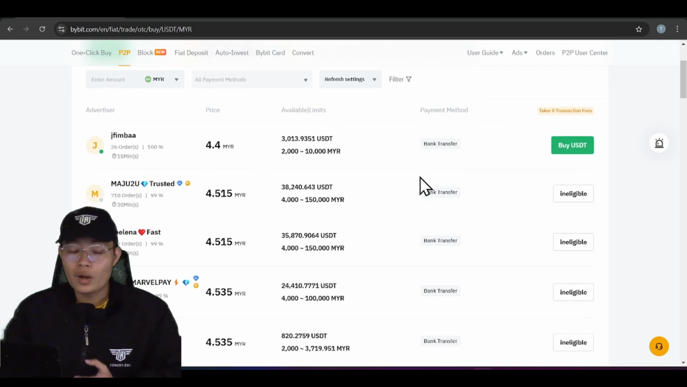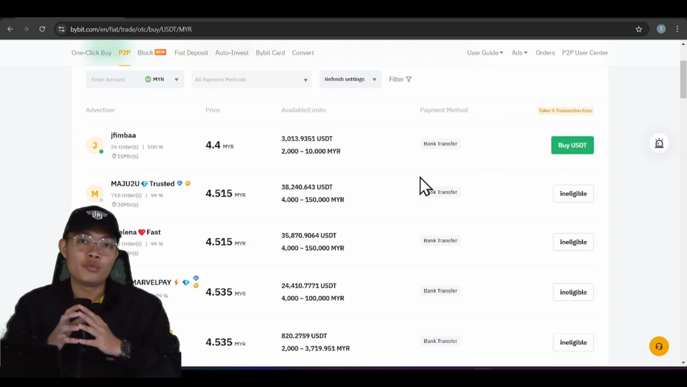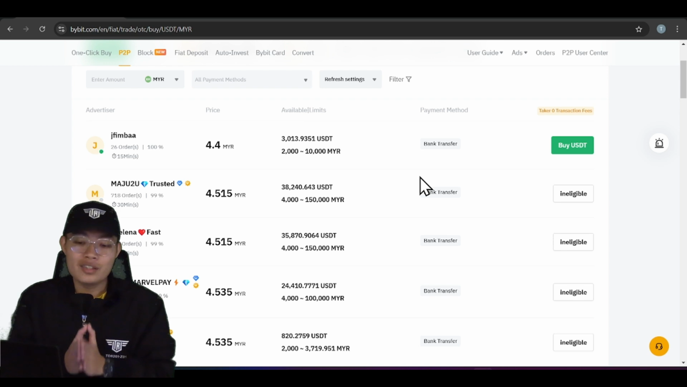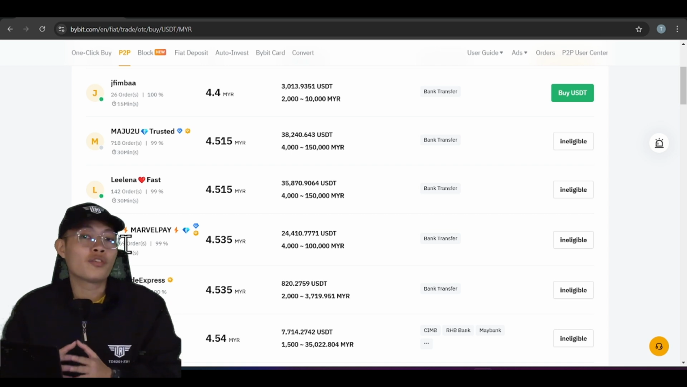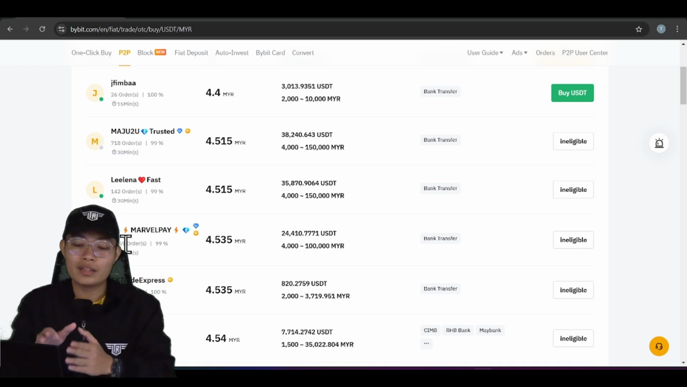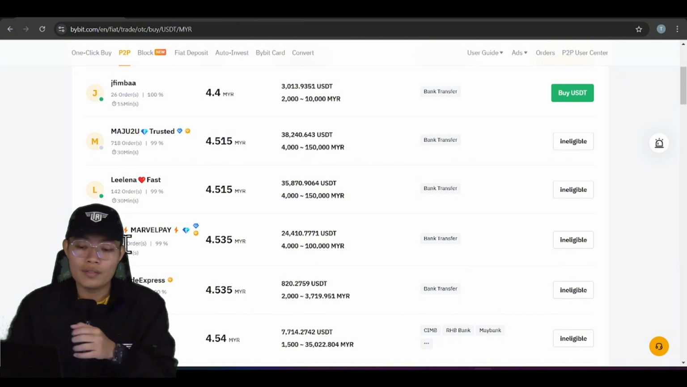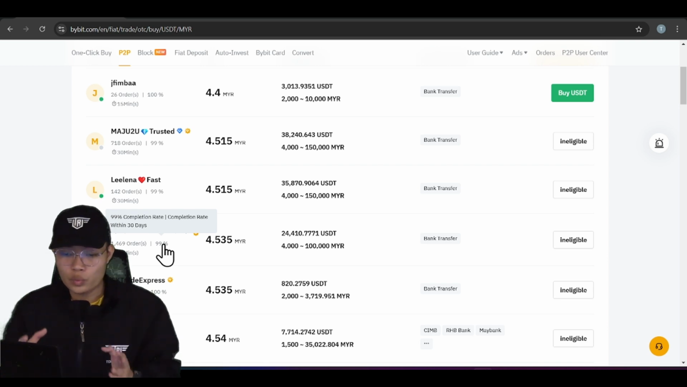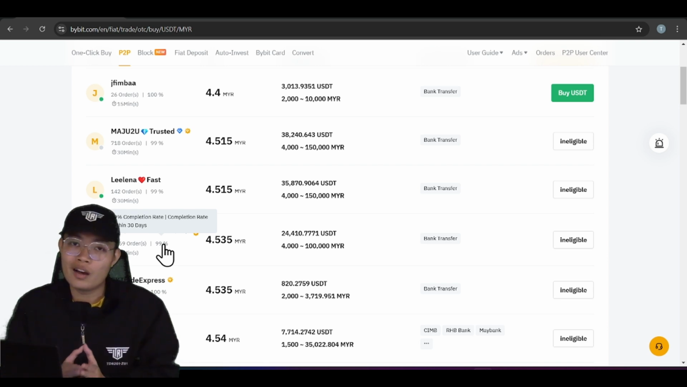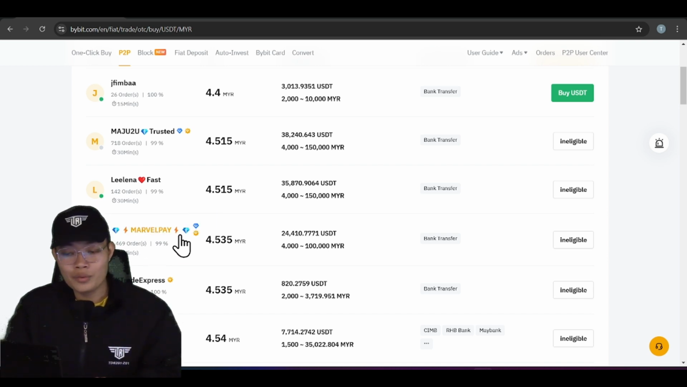One pro tip in order to select the right P2P seller is to check the number of orders. The higher the number of orders, of course, the better. It means that this particular seller is legit, and you can see that the completion rate is also very high, around 99%. So it means that of the around 1,400 orders, 99% were completed. This is trustable, and then you can just click buy.